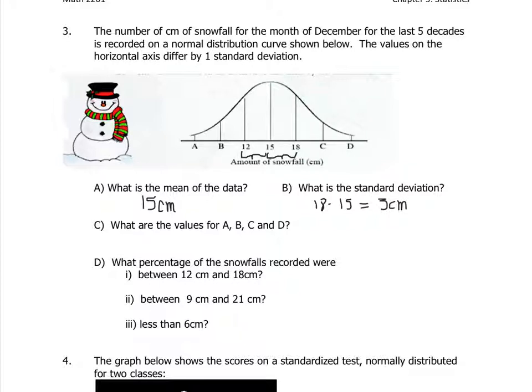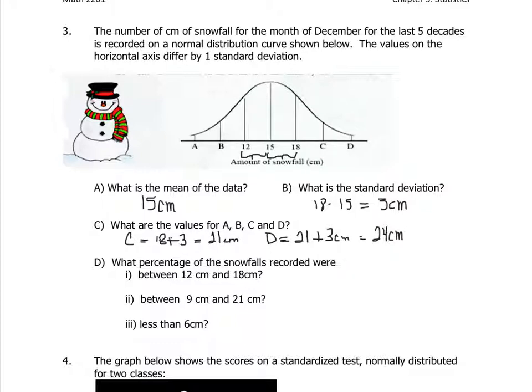What are the values for A, B, C, and D? So if you're looking for C, you just basically add a standard deviation, so that would be 18 plus 3. So C should be equal to 18 plus 3, which is equal to 21 centimeters. And then D would equal the 21 plus another 3 centimeters, which is 24 centimeters.